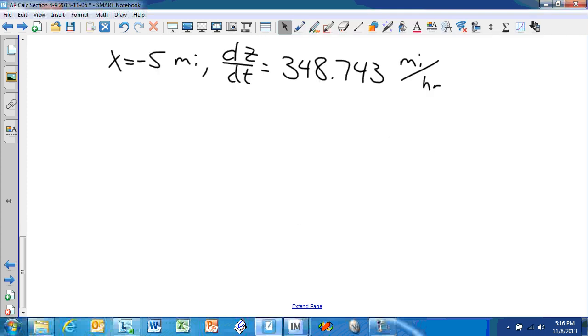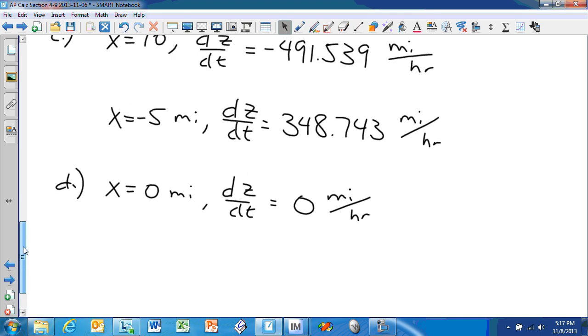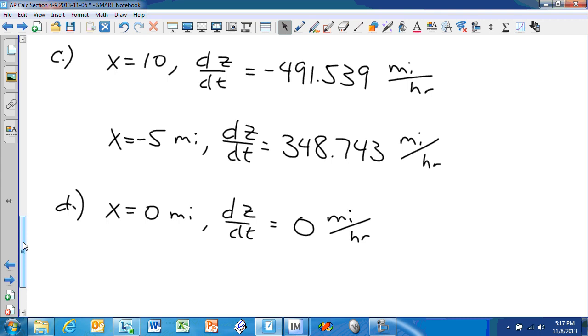And so when the plane is directly overhead, let's write that down, when x is equal to 0 miles, dz/dt is equal to 0 miles per hour. In other words, the distance between the observer and the plane is not changing at all. Its rate is 0. And the reason is, if you look again at the rates we got previously, when the plane was out in front of us and coming towards us, the rates were negative. And then all of a sudden when the plane goes past us at negative 5, the rate is positive. So somewhere it has to go from being negative to positive. It has to transition through 0 in order for that to happen. So right at x equals 0, when the plane's right overhead, the rate is 0.